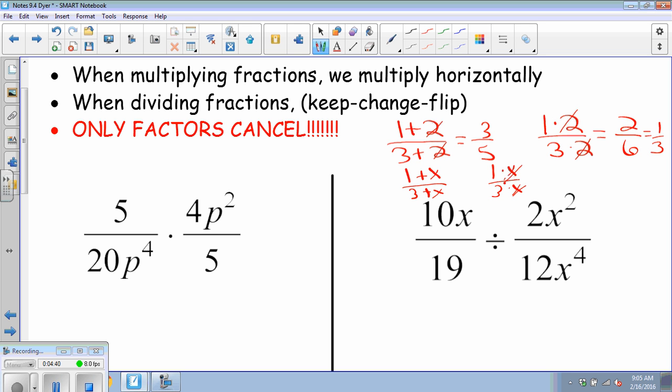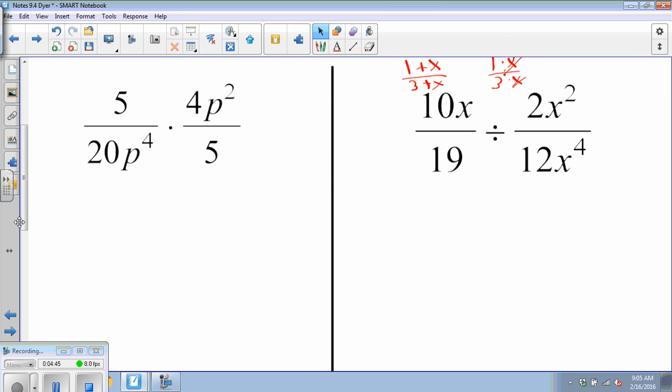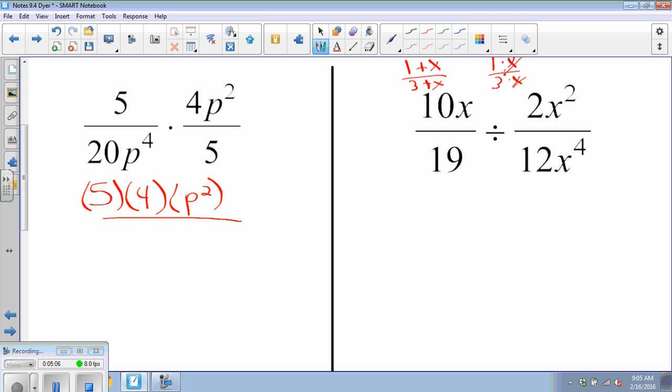Okay? Okay, so let's look at this first example. So we have 5 over 20p to the 4th times 4p squared over 5. Now, I'm going to show you one step that you're eventually not going to have to do anymore. When we multiply fractions, we multiply straight across, right? So this is 5 times 4 times p squared, and all of that's over 20 times p to the 4th, and then times 5, right?